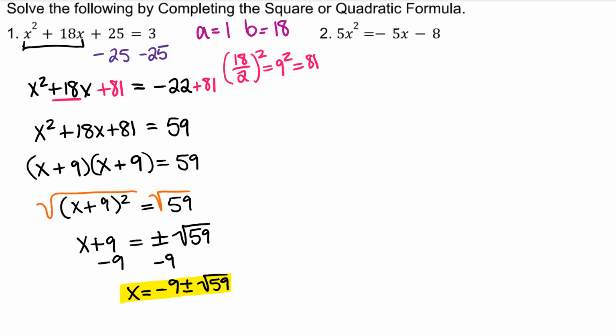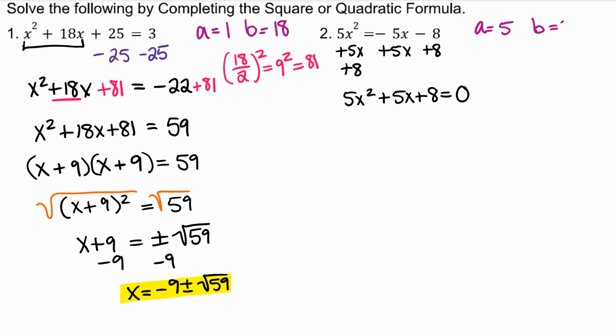For number 2, determine a and b. A is equal to 5, but b is not negative 5 because this is not in standard form. So let's put it in standard form so we know for sure what b is. B is positive 5. Usually we would attempt to factor first, but again, our instructions told us to use complete the square or quadratic formula. This is not a good candidate for completing the square because a is not 1, so let's use the quadratic formula. I already know a and b, let's find c and plug it into our formula.